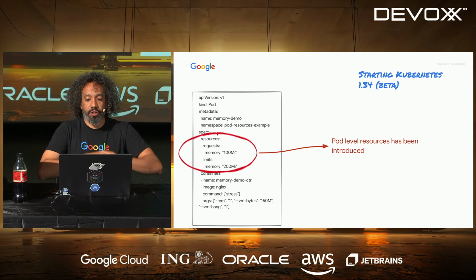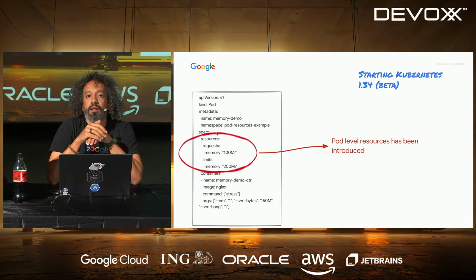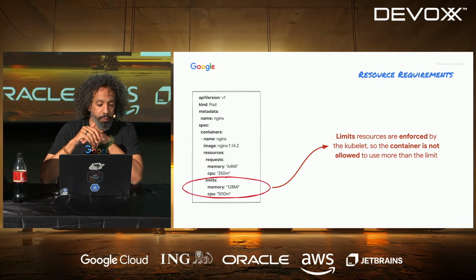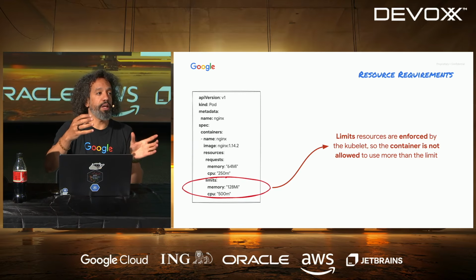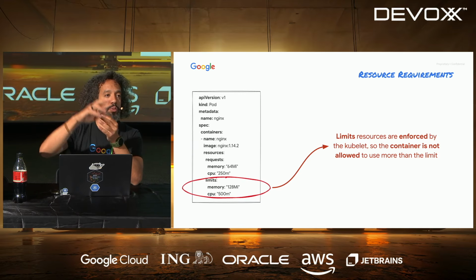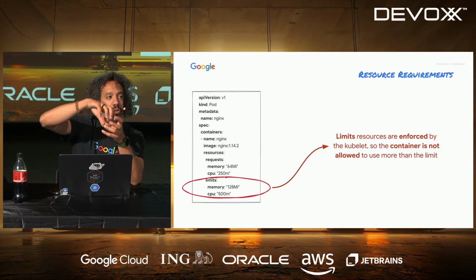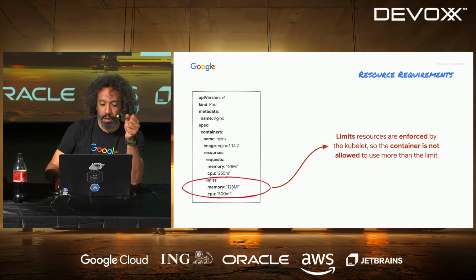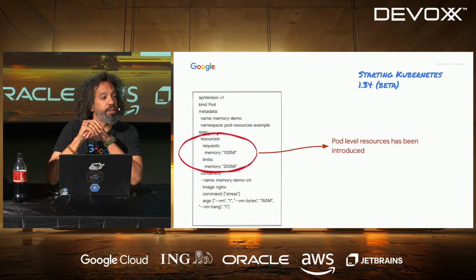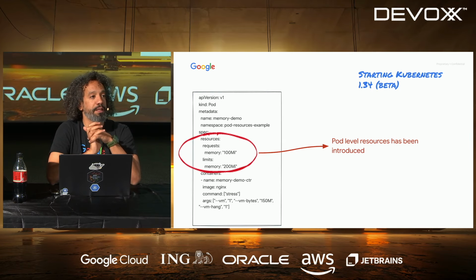One thing that was introduced in 1.34, which is the latest version, which came out in August, is pod-level resource requests and limits. In the current model, requests and limits are set at the container level. Kubernetes accumulates the resource requests across all the containers in the pod, and then calculates that to allocate the resources for the pod. But now we have resource requests and limits at the pod level, which can be shared across the containers inside that particular pod.